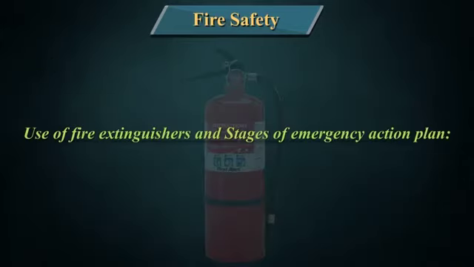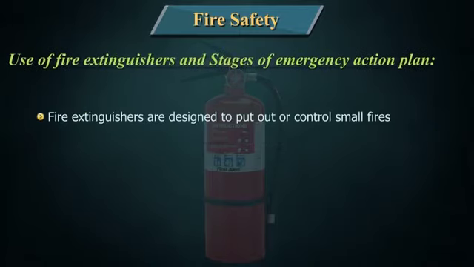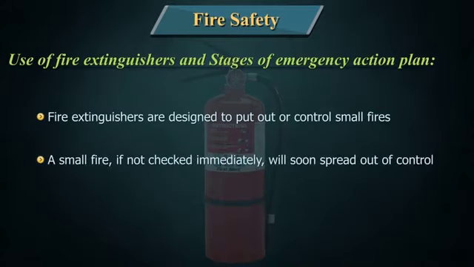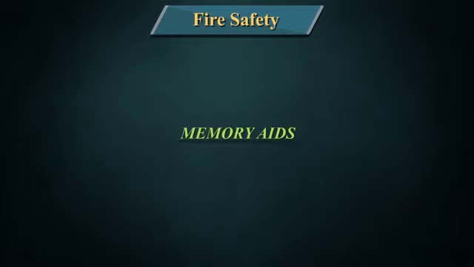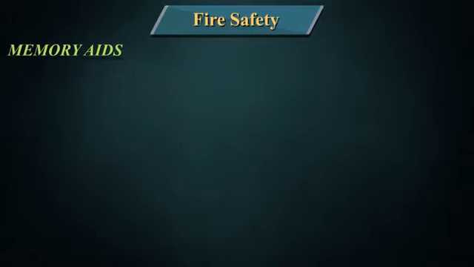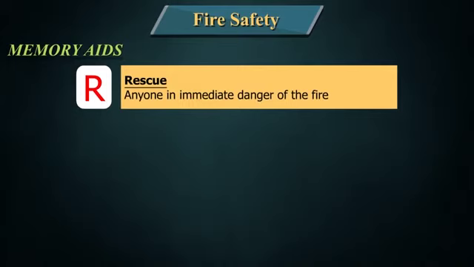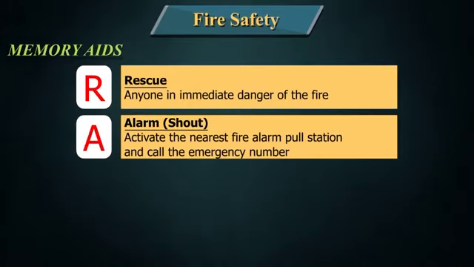Use of fire extinguishers and stages of emergency action plan. Fire extinguishers are designed to put out or control small fires. A small fire, if not checked immediately, will soon spread out of control. Memory aids: a few mnemonics to remember when there is a fire in your area is RACE, R-A-C-E. Rescue anyone in immediate danger of the fire. Alarm: shout or activate the nearest fire alarm pull station and call the emergency number.